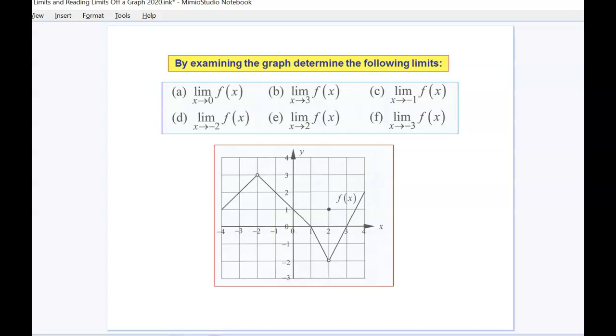Okay, so the limit as x approaches 0. Well, at 0, the graph passes straight through that point. Coming from the left and the right, they're both approaching 1. The limit as x approaches 3, again, coming from the left and the right, they're passing through the point of 0. The limit as x approaches negative 1, again, is going to be positive 2. The limit as x approaches negative 2, well, they're both approaching the open circle, that would be 3. The limit as x approaches 2, again, from the left and from the right, they're both approaching negative 2. And the limit as x approaches negative 3 would be positive 2.